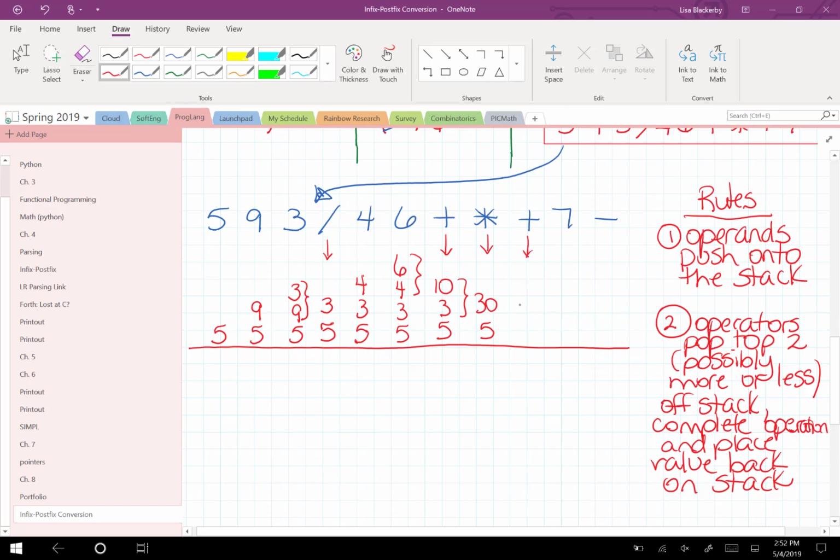Now I have an addition symbol, and I'm adding these together. And now I have a subtraction symbol. I'm subtracting these and I get 28. So my answer should be 28.